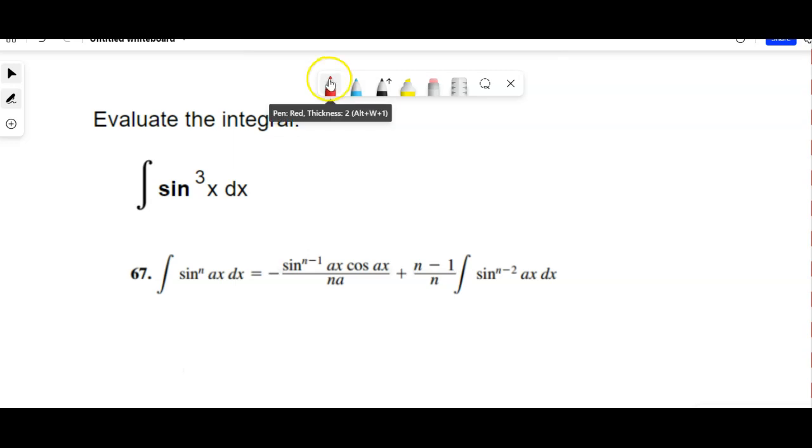Okay, so let's go back through here and grab number 67 from our table of integrals that applies to this one, and it is sine to the n. That means it can be basically anything. So we have n equal to 3 here. Also, a is the number that's being multiplied by x, technically inside the sine function. And you can see here a is equal to 1. So n is equal to 3, a is equal to 1, and we can start plugging directly into this.